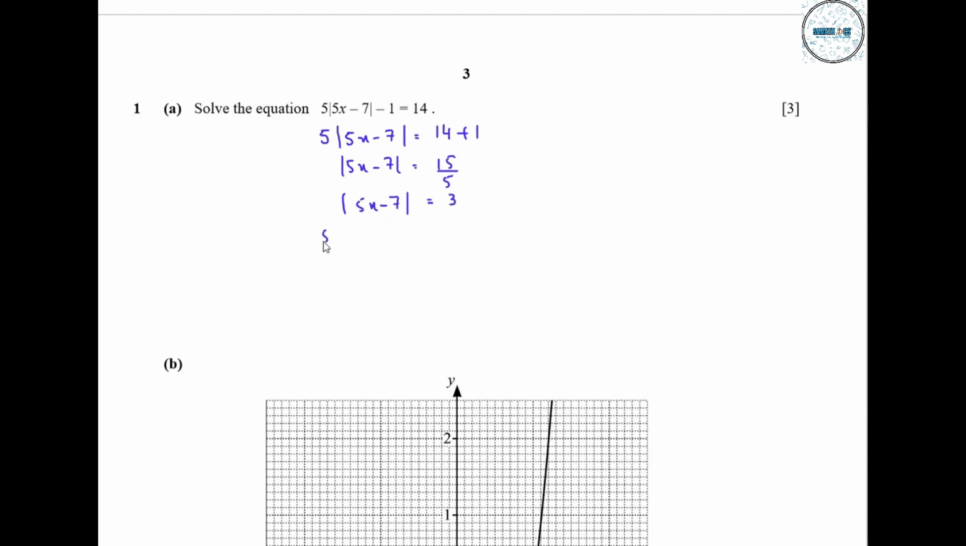And then we will take one time with positive 3 and another time with negative 3, as we have the absolute sign. So we have here 5x is equal to 3 plus 7 and x is equal to 10 divided by 5. So we have x is equal to 2. And here we have 5x is equal to minus 3 plus 7, which will be 4. So x is equal to 4 upon 5.